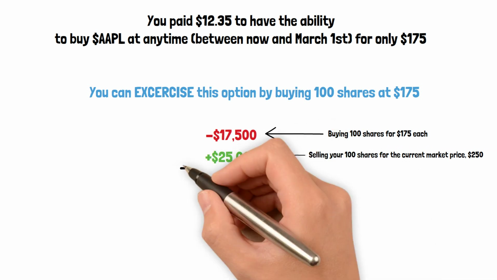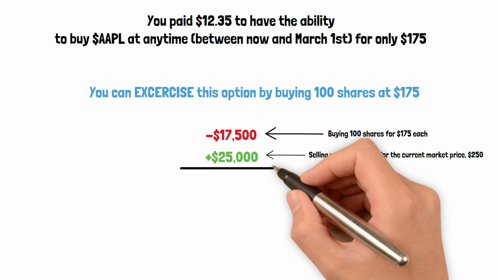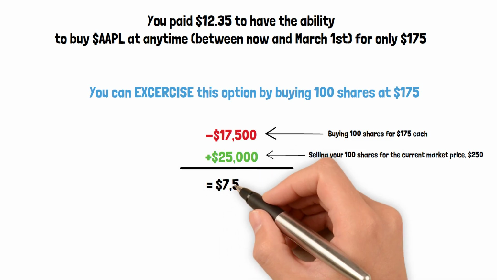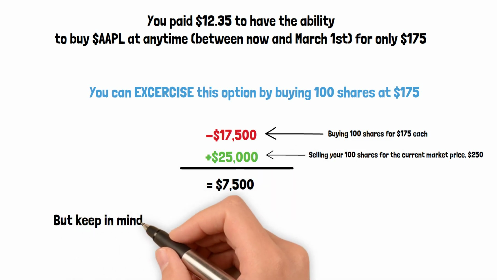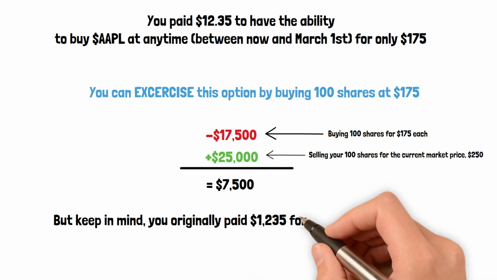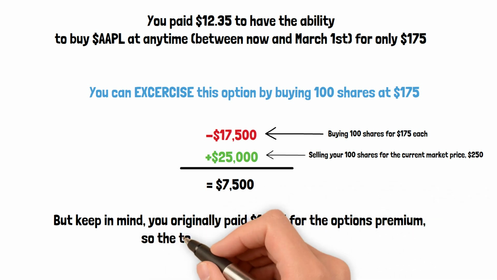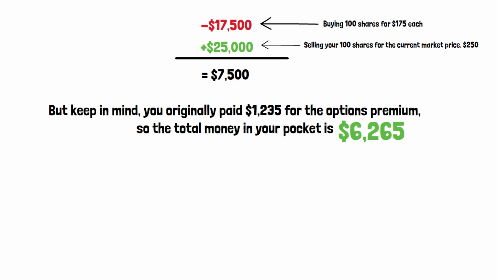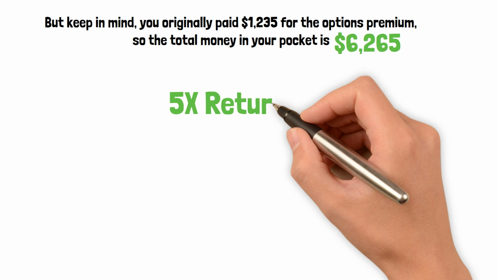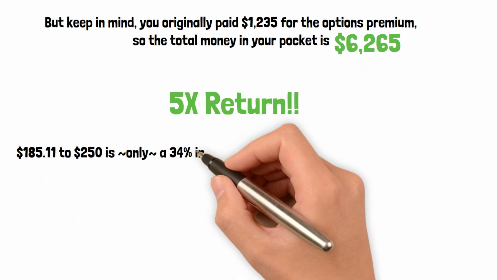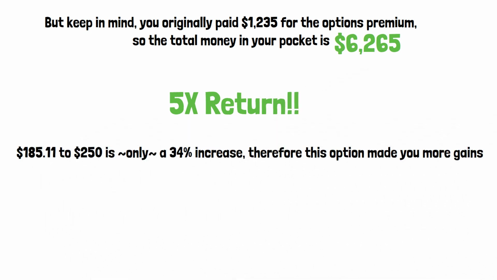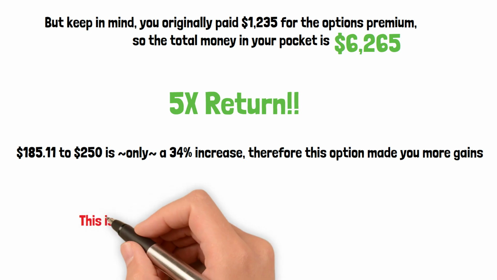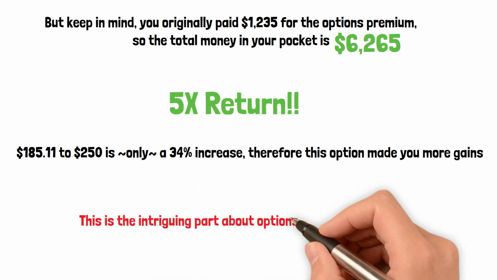you $25,000. This is a profit here of $7,500, but keep in mind you originally paid $1,235 for the options premium. So total money in your pocket is $6,265. This is approximately 5x return. The share price only went up about 34% from 185 to 250, but you multiplied your initial investment by about 5x. This is the intriguing part of options trading, leverage.